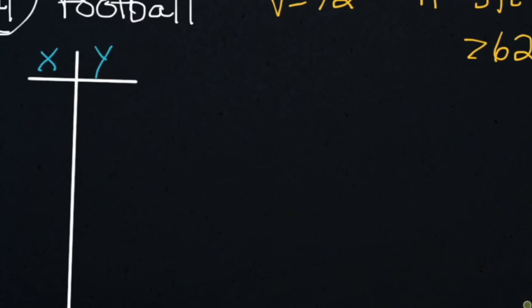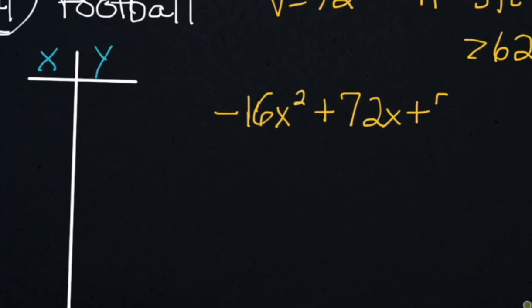Let's look at the equation. I have negative 16x squared plus 72x plus 5. I want to know where it's greater than 62 feet because I want to know how long it's going to be lost in the lights. It is also equal to 62 feet. Okay?